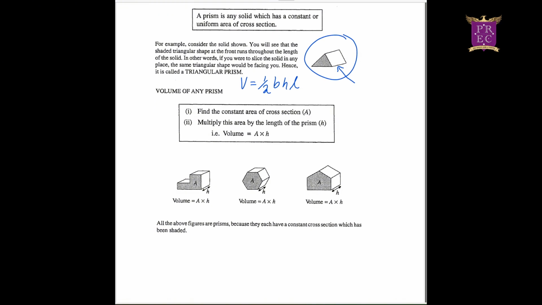If you don't know the formulas for the area of a hexagon or a pentagon, you can search it up and find out what it is and multiply it by the length of the prism. Same thing here. You can just cross section it, find the area of this one, find the area of that one, add them together and multiply by the length here.